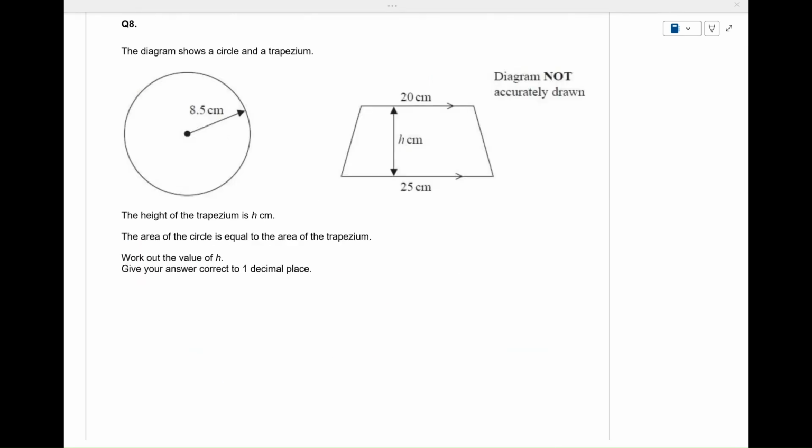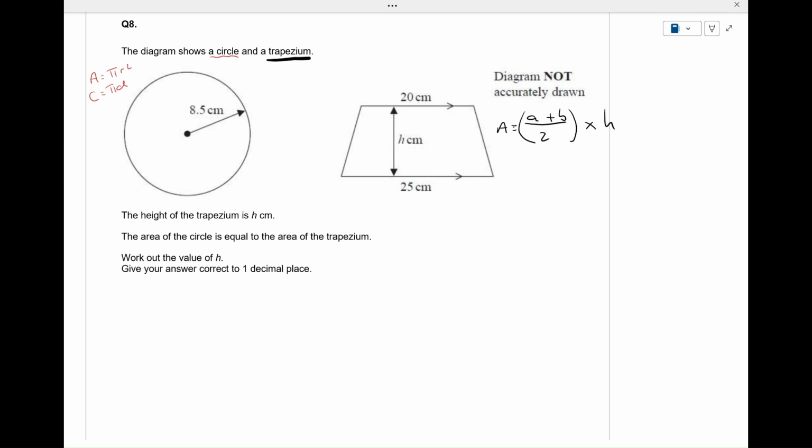Question 8. The diagram shows a circle and a trapezium. Right, I'm instantly thinking about my formulas now. My formulas for a circle are that A equals pi r squared, the area of a circle, and C equals pi d. And the formula that I know for a trapezium is that the area equals, well, in this case, it's a plus b, isn't it? It's those two parallel sides divided by 2 times the height.